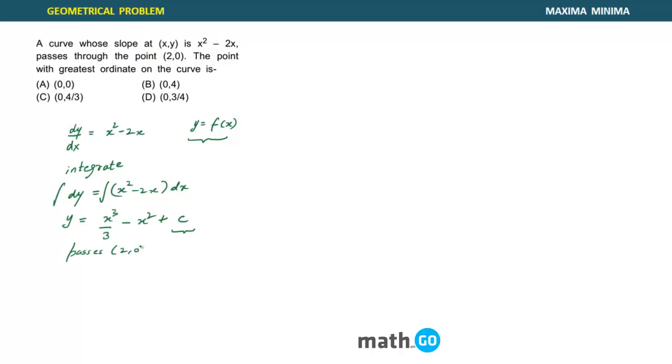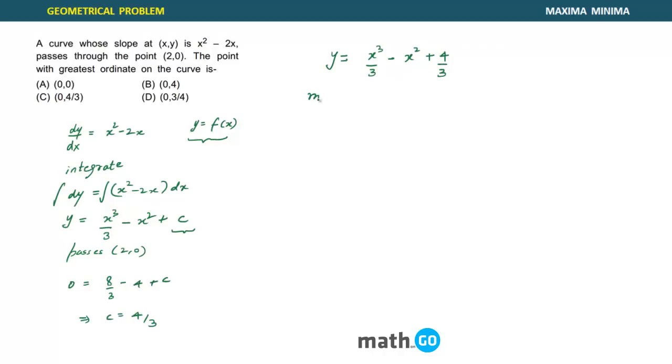Now you understand why that 2 comma 0 is given. So 2 comma 0 should satisfy. So this is nothing but 8 by 3 minus 4 plus c, right? And if you solve this, c comes out to be nothing but 4 by 3. So now you have actually got your question. Now this becomes a very simple problem. Now you have got your y equal to f(x), that is x cube by 3 minus x square plus 4 by 3.